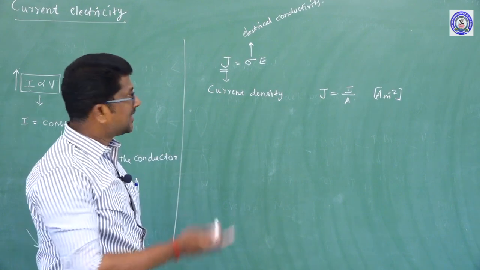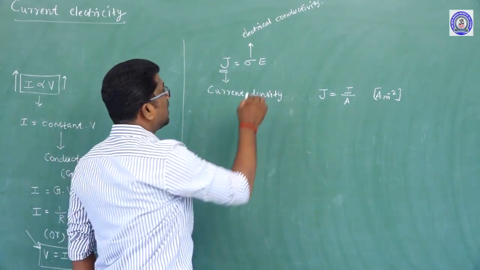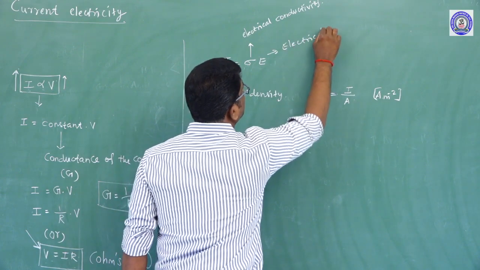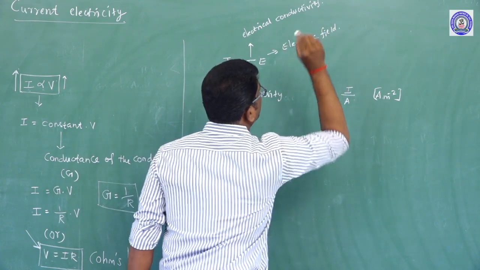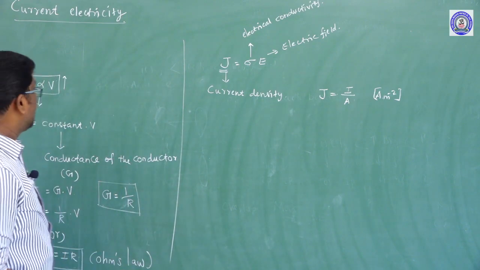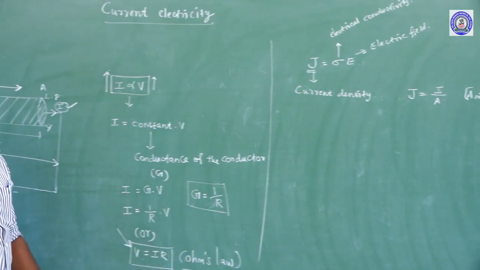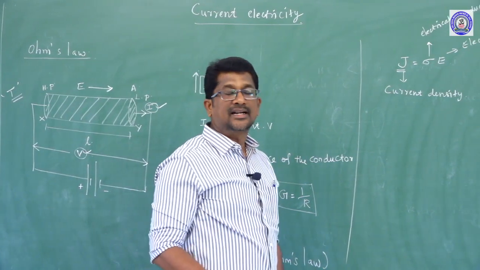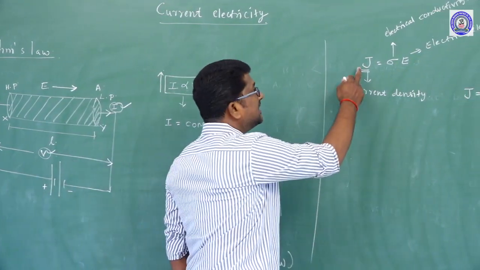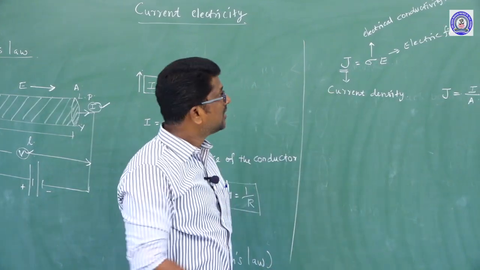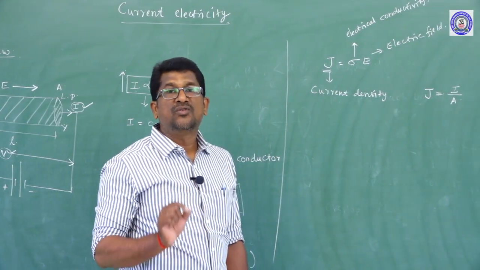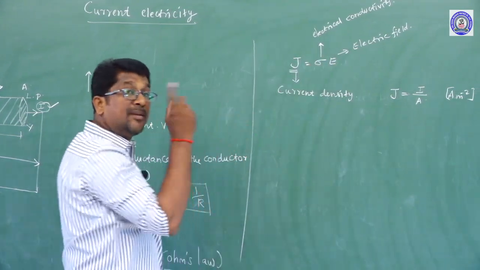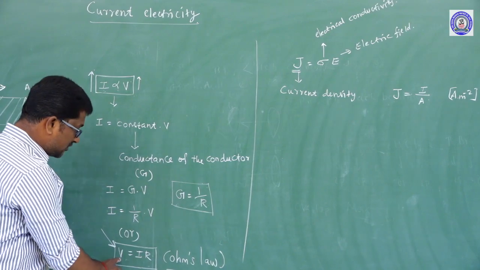Electrical conductivity, later we will discuss that. And E, the electric field established in the wire. The relation between current density, electrical conductivity and the electric field is J equals sigma into E. This is called the microscopic form of Ohm's law. From this equation we can derive the macroscopic form of Ohm's law, that is V equals IR.